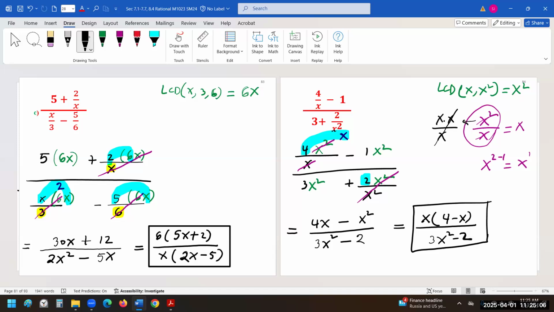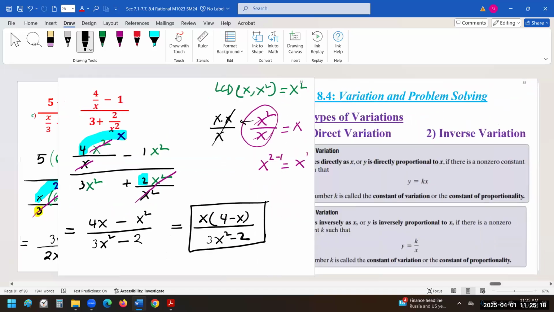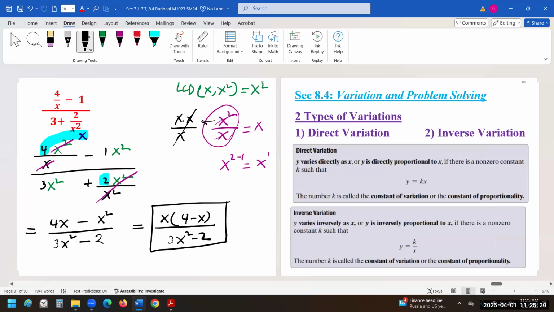With this, you're done with 7.7. So we are officially done with chapter 7. Now we are going to chapter 8. From chapter 8, we are going to do only one section, 8.4. It's called variation. If the writing is bloody, ignore it. I'm going to tell you what I wrote there.